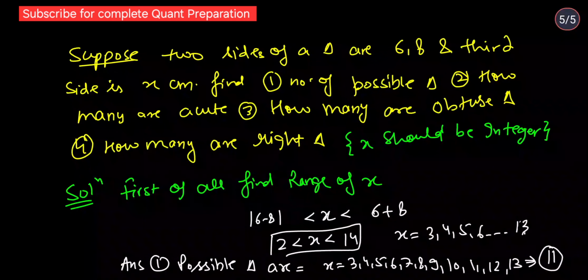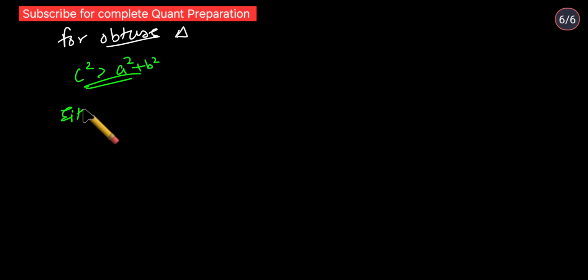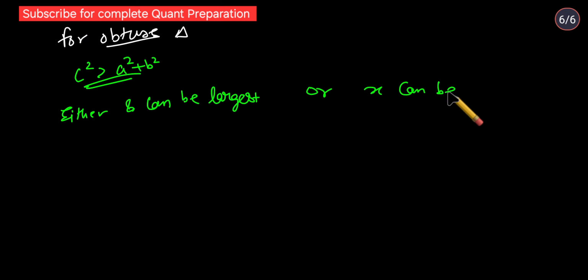Now after that, let's talk about how many are acute and how many are obtuse, and how to solve this question. Suppose for an obtuse triangle, the largest side c square should be greater than a square plus b square, right? So either 8 can be the largest or x can be the largest. These are the only possible cases.